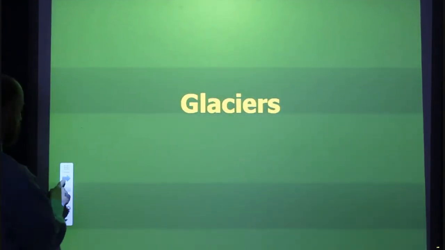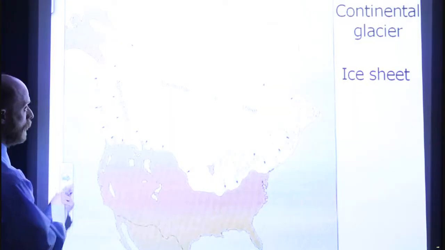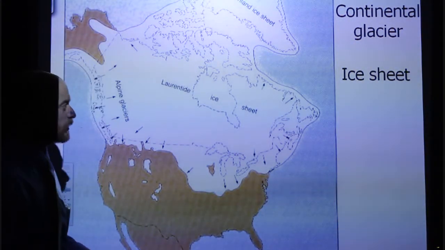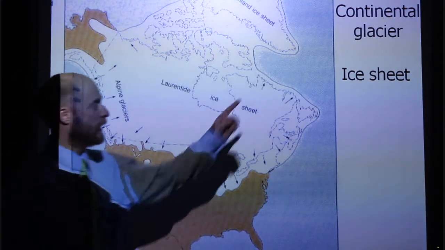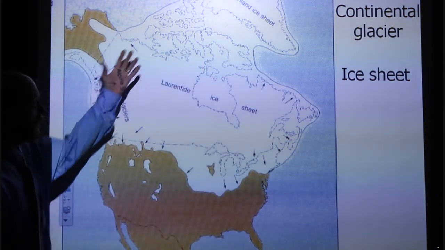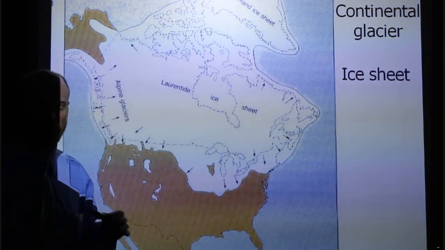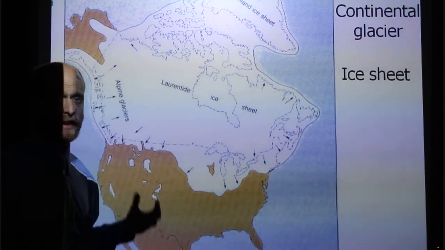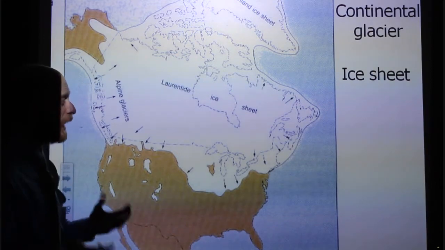There are two main types of glaciers. The first one is a continental glacier, also called an ice sheet. And as you can see in this diagram here, quite large, very large. These cover a whole or parts of a continent, hence the name continental glacier.